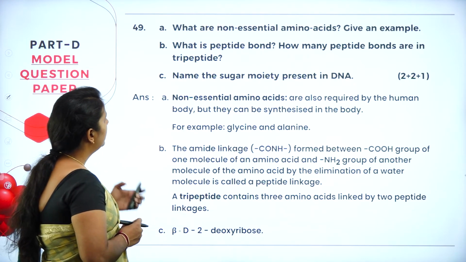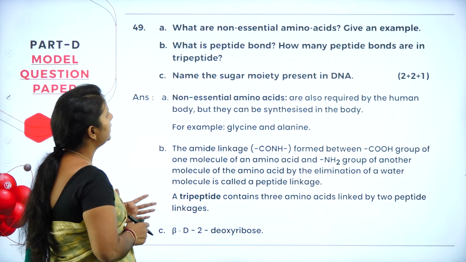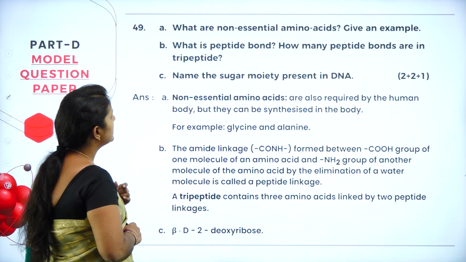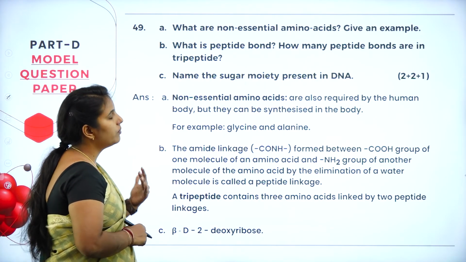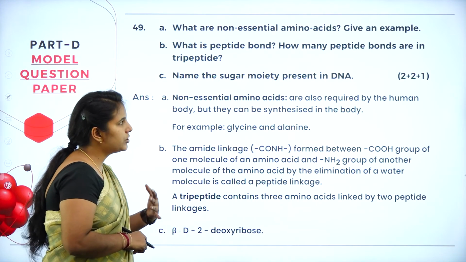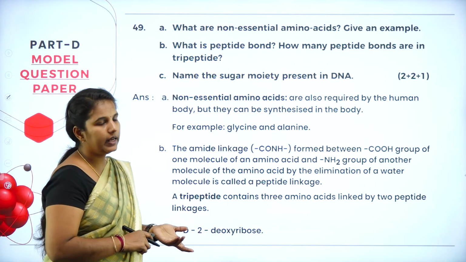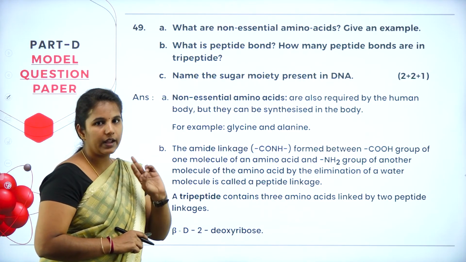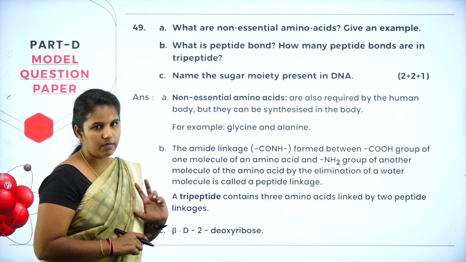Okay, next we have: what is a non-essential amino acid? Give an example. The next question is: what is a peptide bond and how many peptide bonds are there in a tripeptide? And name the sugar moiety which is there in DNA. For attempting the first question, you will get 2 marks. For the second one, again it is 2 marks. The last one is 1 mark.